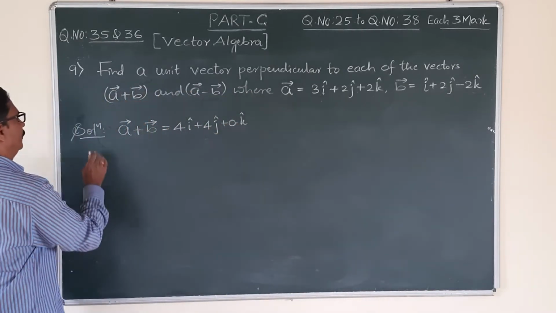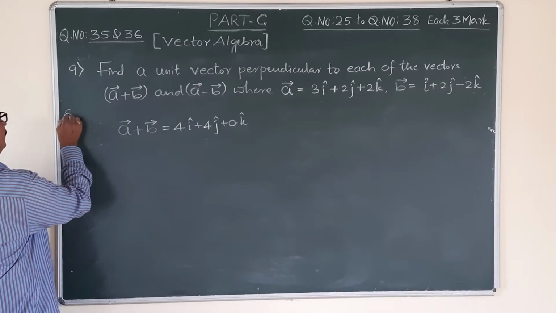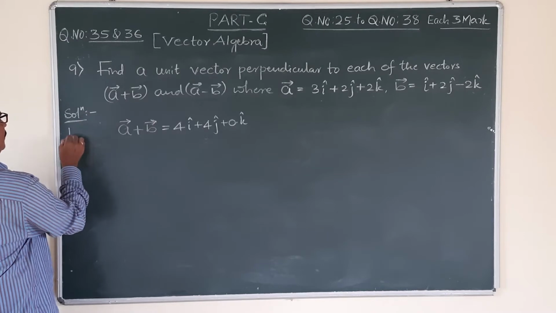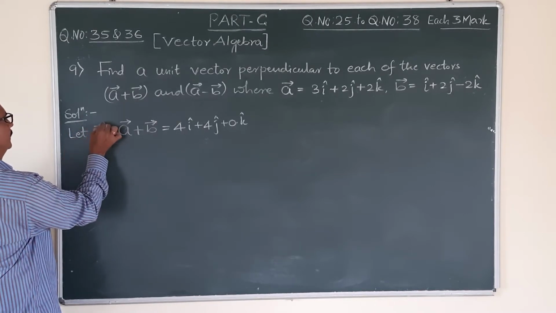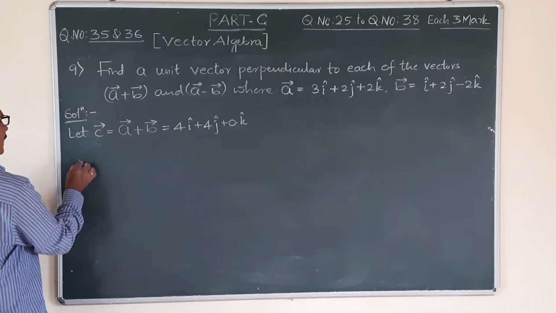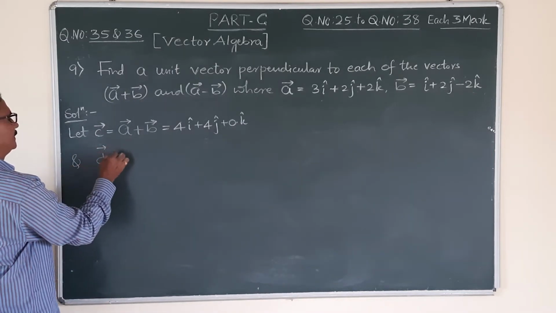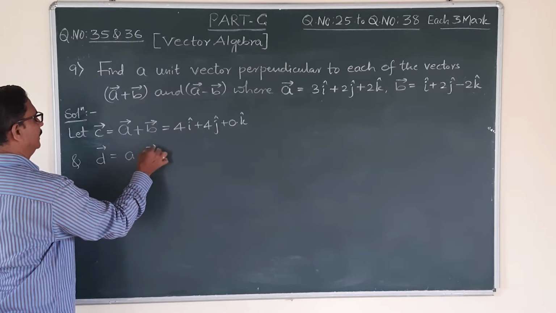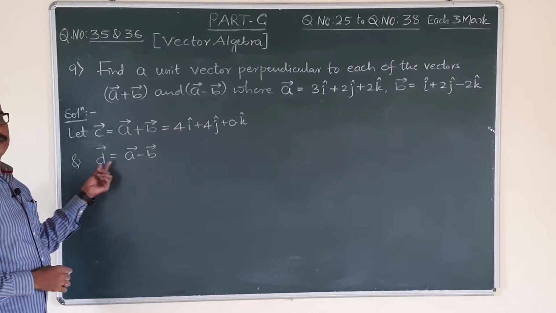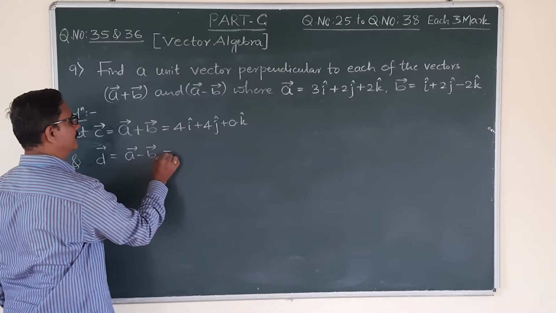Okay. Now that a plus b vector, call it vector c. Let vector c be equal to a plus b and let vector d be equal to a minus b, because we have to solve a minus b, so that a minus b vector is denoted by d vector. Now what is a minus b?